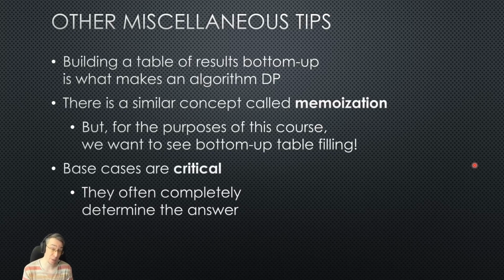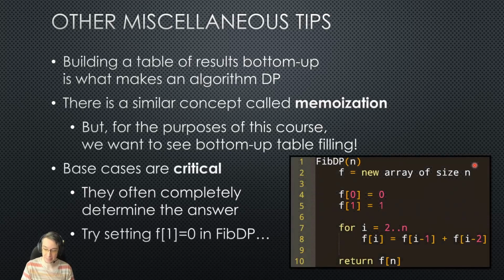So if you think about the Fibonacci algorithm that we just came up with, if you change those base cases, so that key base case where f of 1 is 1, if you set that to 0, then every Fibonacci number becomes 0. So they're really crucial. Okay? So you can verify that for yourself here. What would happen if at line 5 you set that to 0? So base cases are absolutely critical.